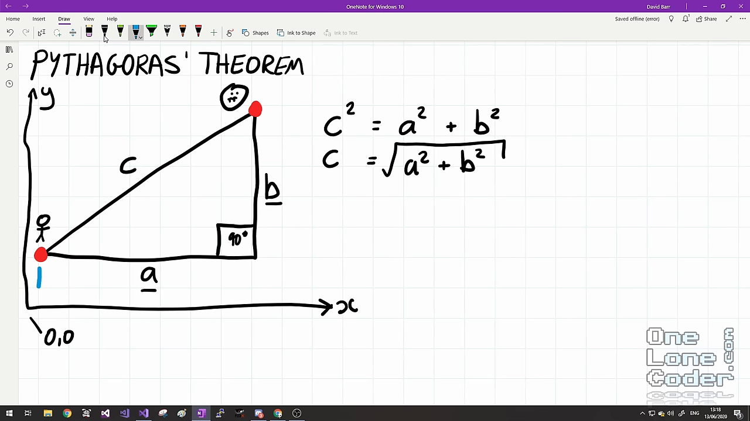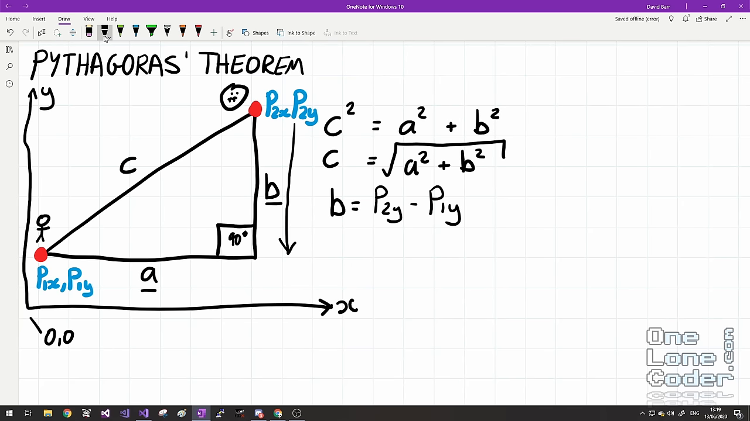But all we have are the 2 points. So here we've got P1x and P1y. And here we've got P2x and P2y. If we form a right-angled triangle out of those 2 points, then we could say that B is equal to P2y take P1y. It gives us the difference between the 2 points. And likewise, we could say that A is equal to P2x take P1x, which gives us the distance in the x-axis. Therefore, we can substitute into our formula to determine the length C.